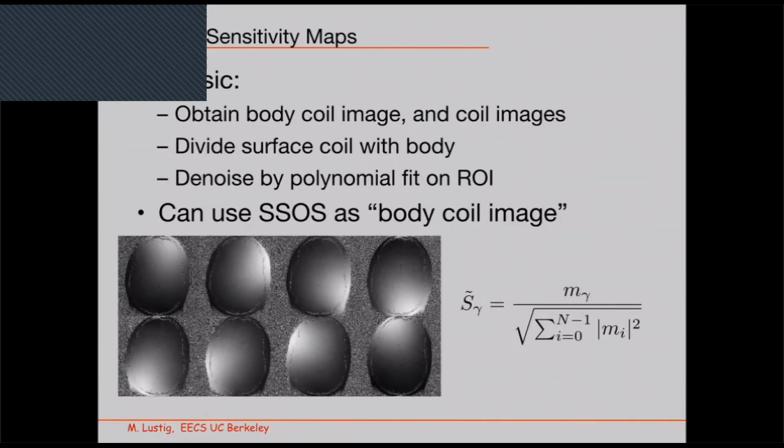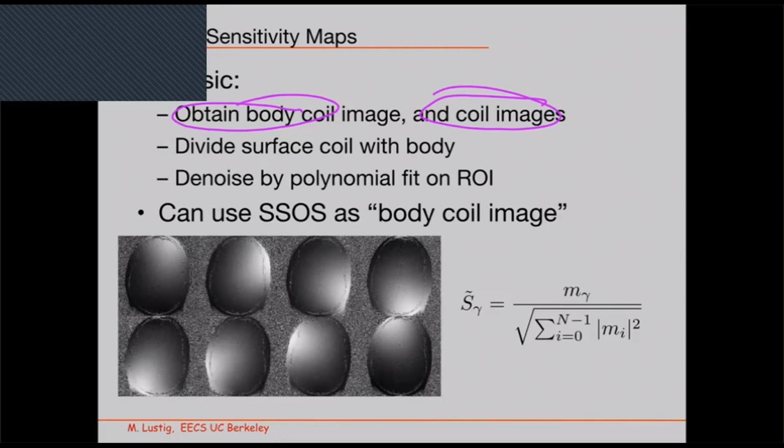So here's the classic way of doing things. You obtain a body coil image, and then you obtain coil images that are not undersampled. You collect an image using the body coil, which is uniform but low SNR. And then you collect coil images. You acquire basically 2 full images, 2 scans. In the first scan, you get a body coil image that's uniform. And then in the second scan, you get all the individual coil images.